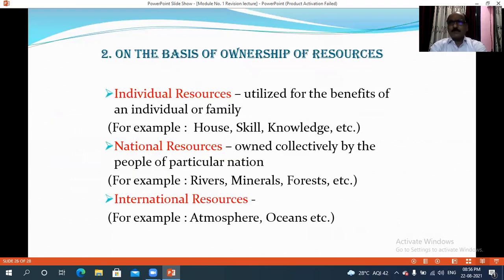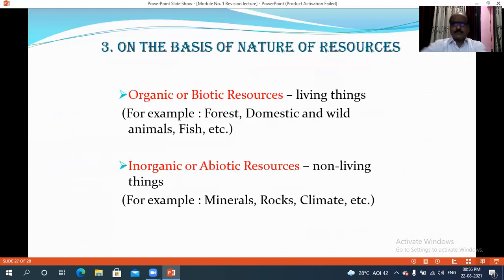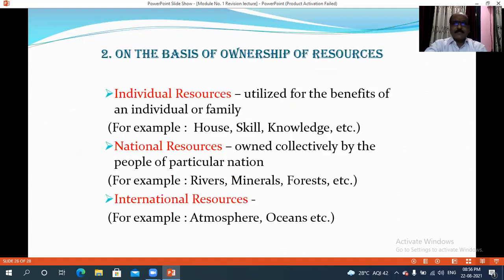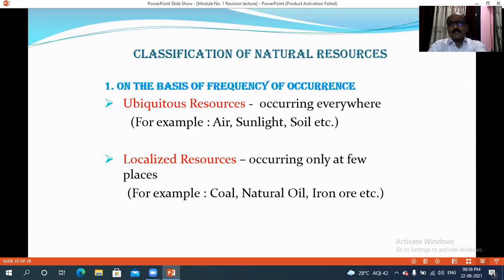Then there is a variety of resources found in the environment. Basically, all these resources are classified into different types on the basis of different criteria. The first most important criterion is the frequency of occurrence. On this basis, resources are divided into two types: ubiquitous resources, which are found everywhere on the earth, that is air, sunlight, and soil. Then localized resources, which are found only at a few places on the earth, for example coal, natural oil, and iron ore.